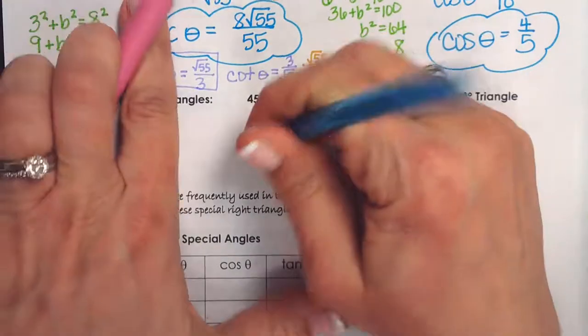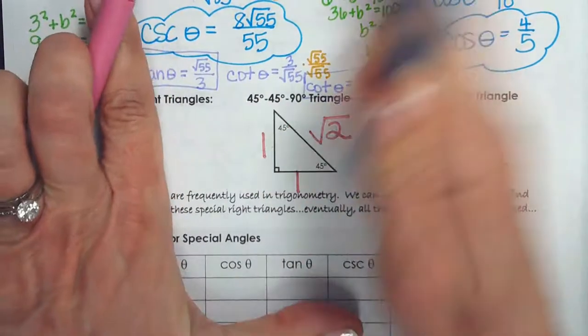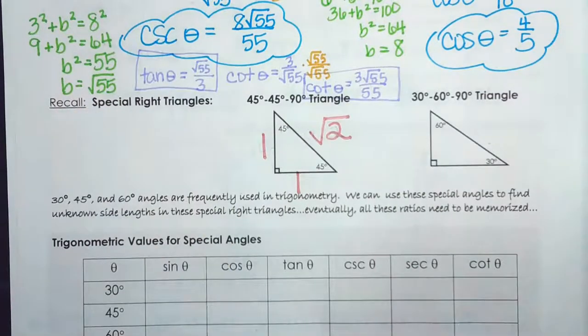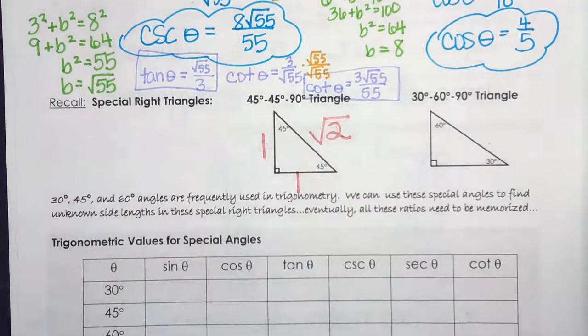Okay. Because again, we could put any values there. It could be 3, 3, 3 root 2, whatever, but that's pretty much what that is, okay?